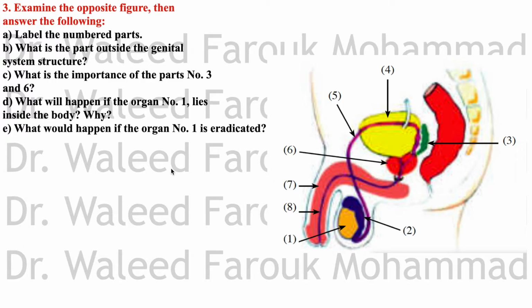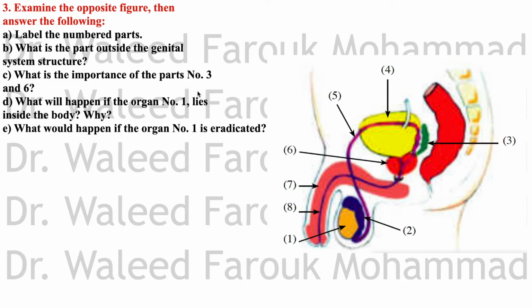Examine the opposite figure, then answer the following. Label the numbered part. Let's see. This is the testis. This is epididymis. Urethra. This is the penis. Prostate. Seminal vesicle. Urinary bladder. This is the ureter. Okay? And the vas deferens. Which of these does not belong to the genital system? Of course, the rectum, the urinary bladder, and the ureter.